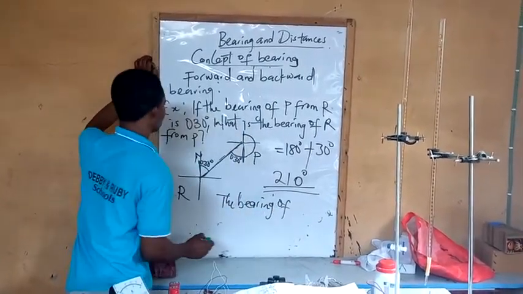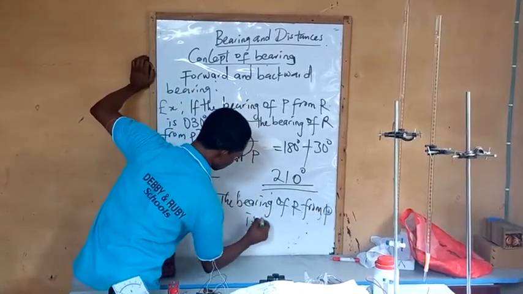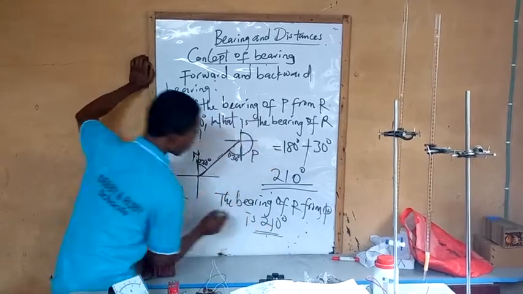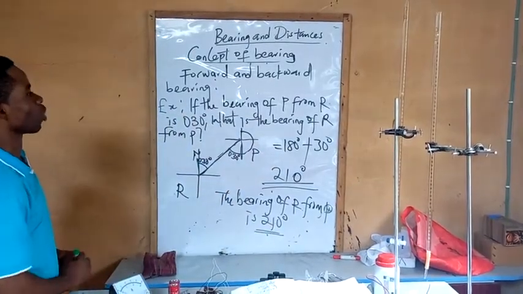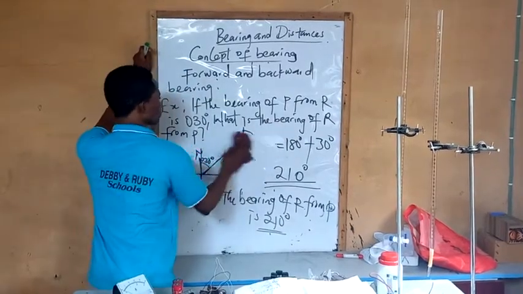So that means the bearing of R from P is 210 degrees. Now let's take one more.